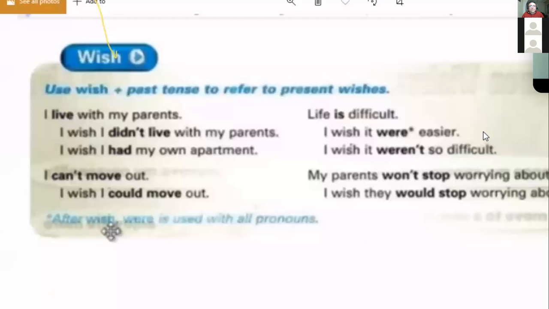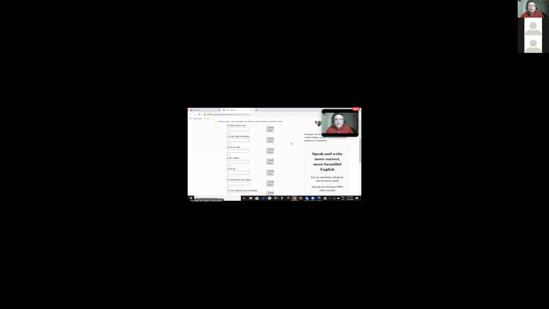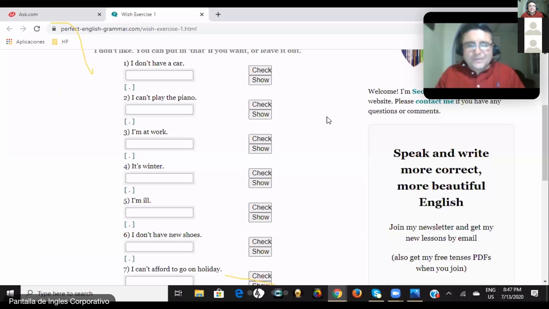And your opinion, Anna? Which one are you doing? We can review the grammar focus. We have a doubt about the first sentence. Okay, what is the first? I don't have a car. How do you say me gustaría tener carro? I wish I had a car. Good. Or maybe I wish I would have a car. Yes, that is possible too. But how do you translate that?